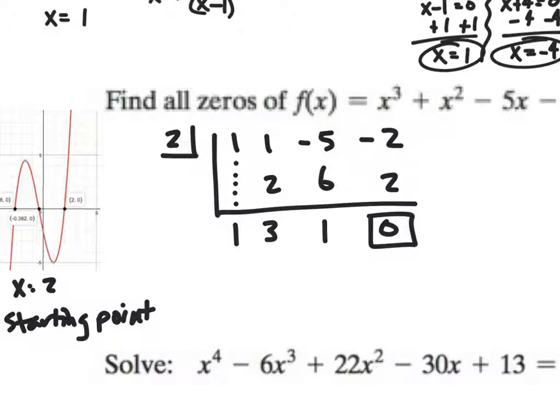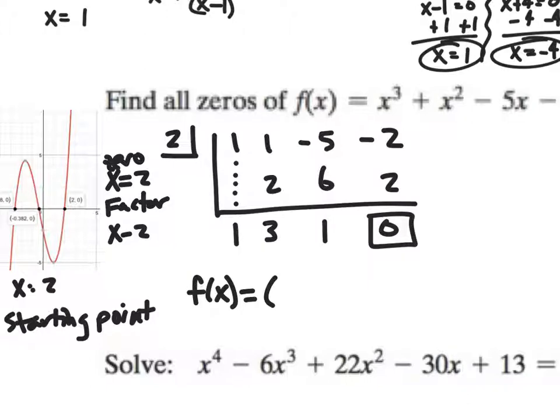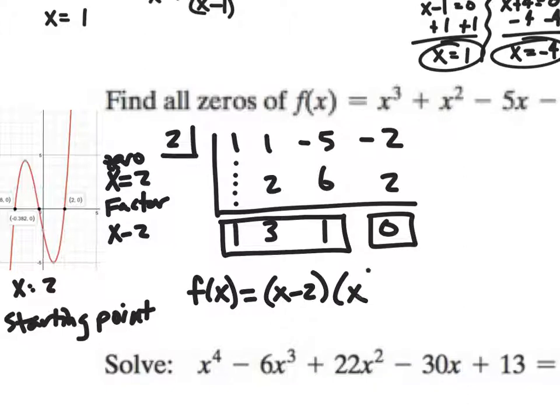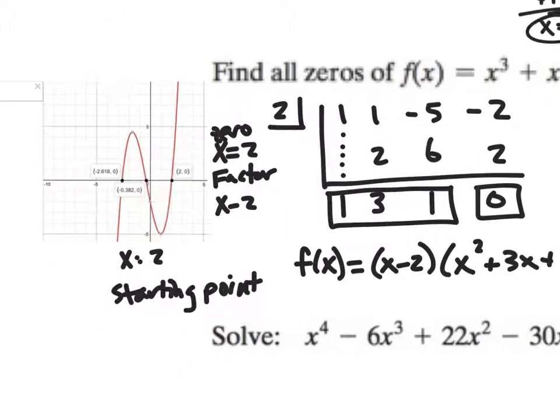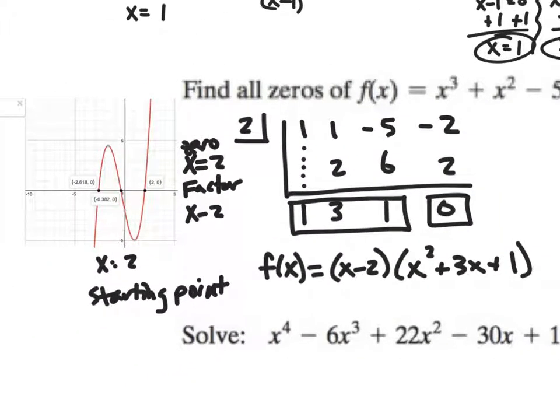And so now what I have is this. I have taken f of x and I have factored this. If x equals 2 is my 0, then my factor is going to be x minus 2. So that's my first factor, x minus 2. And then we have our quotient, which was x squared plus 3x plus 1. Now, based off of our graph, this tells me that I can't factor this evenly.